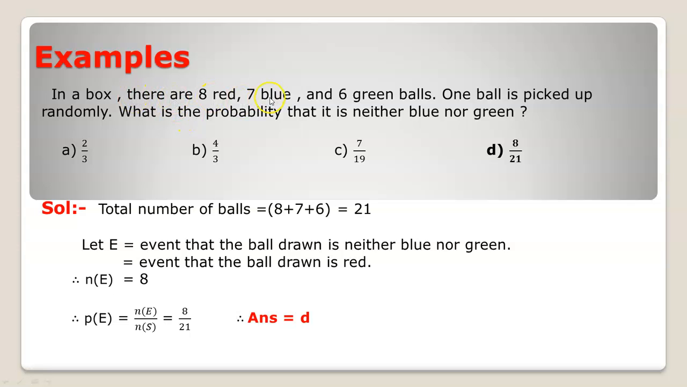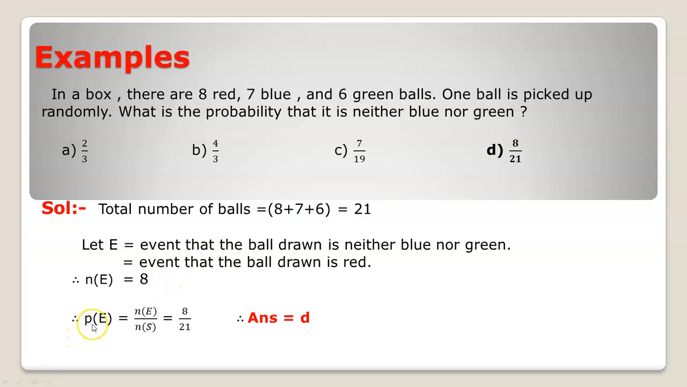There are 8 red, 7 blue and 6 green balls. That's why the total number of balls is 8 plus 7 plus 6, which is equal to 21. This is the sample space. So let E be the event that the ball drawn is neither blue nor green. It means the event that the ball drawn is red. So therefore n(E) is equal to 8, because the red balls are 8.